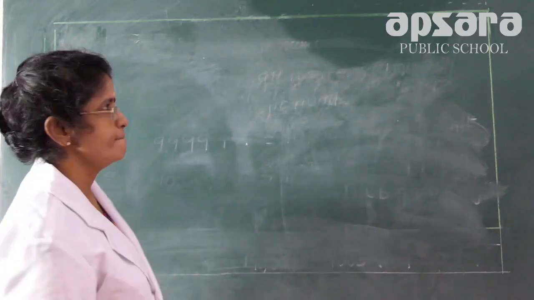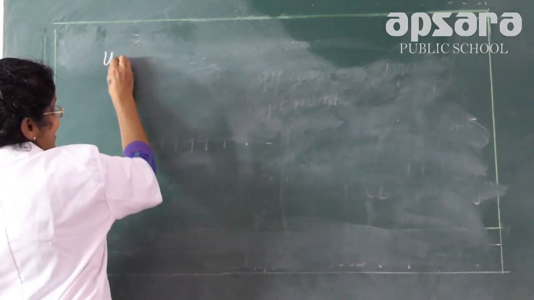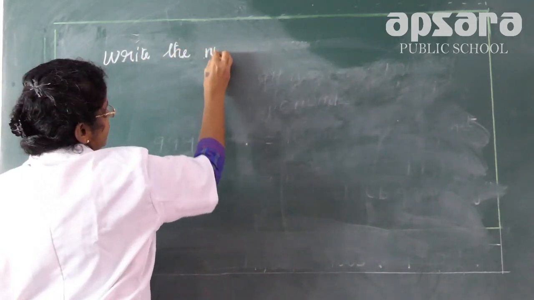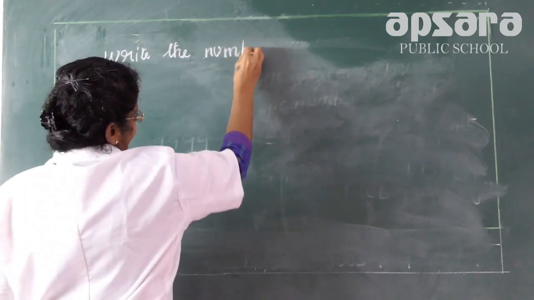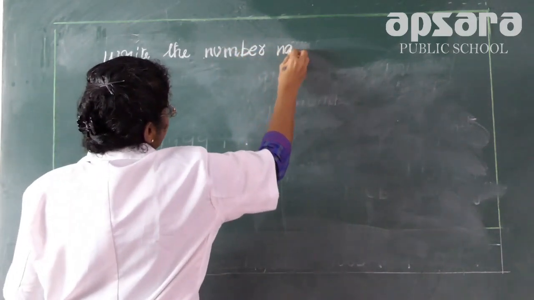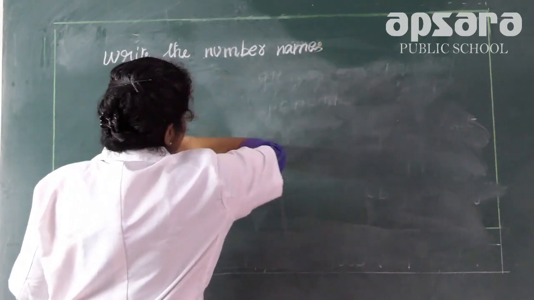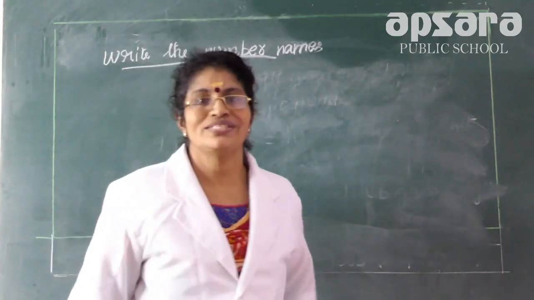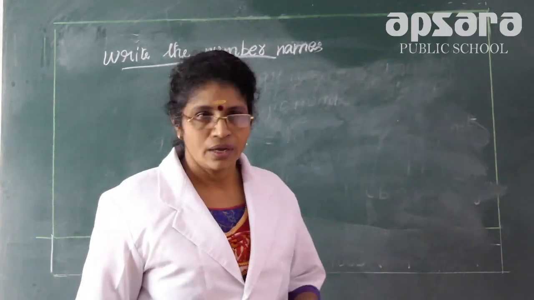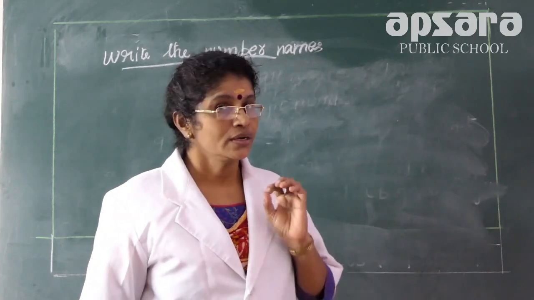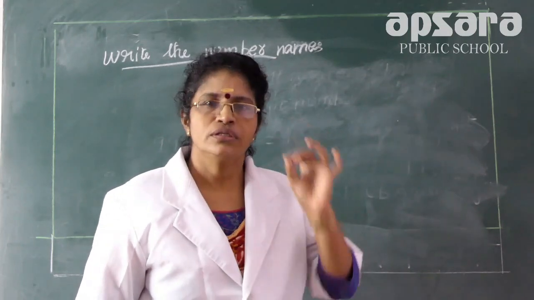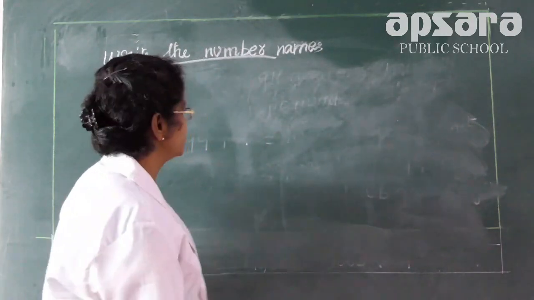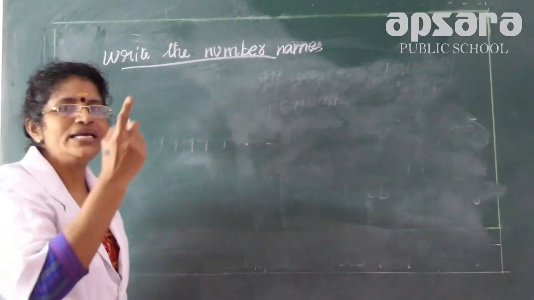Yes, students. Now, this is an example. Write the number name. You might have studied number names from UKG onwards, from 1 to 50. Once you come to first standard, you study 1 to 100, and it goes on. Last year you might have studied till 9,999. Now you are going to study 5-digit numbers. Let me give you an example. Don't write, please listen.